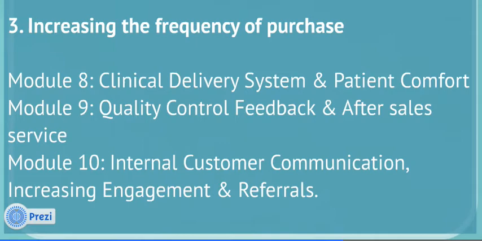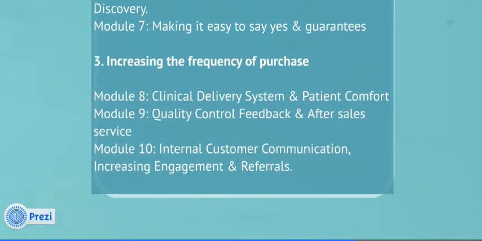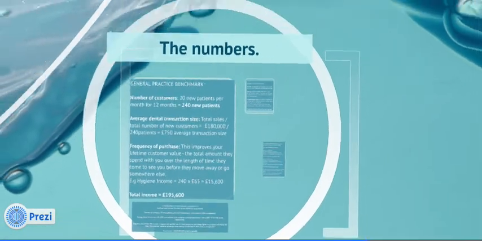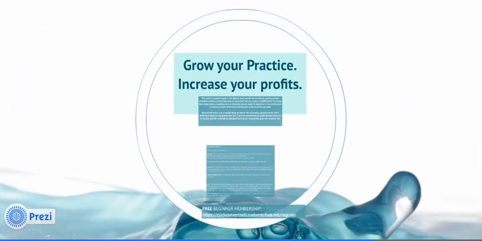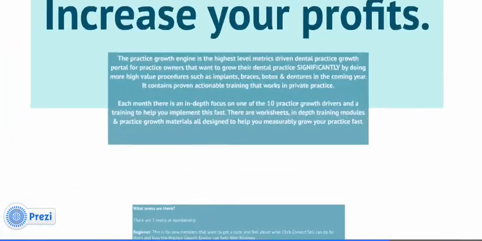Module 9, look at quality control feedback and after-sales service. We want to make sure that people come back and stay with you as a long-term customer. So you need to make sure that every single thing is checked and they have a great experience even after they've come. And look at Module 10, internal customer communication. You want to increase the relationship you have with them and the referrals that you get so that they keep coming back and keep sending more people. So you can grow your practice and increase your profits.